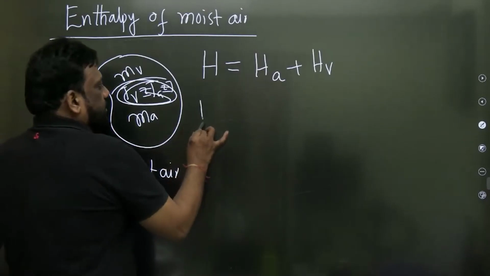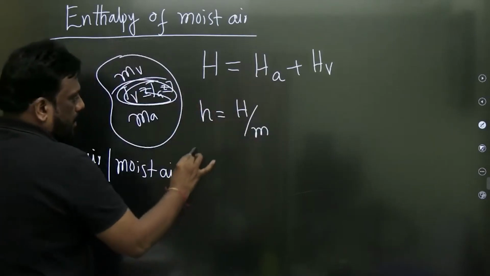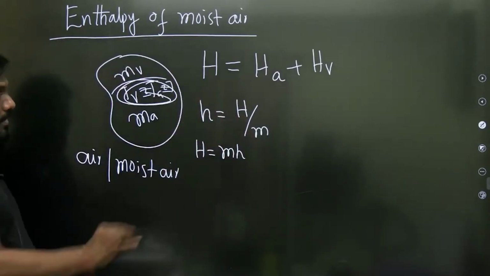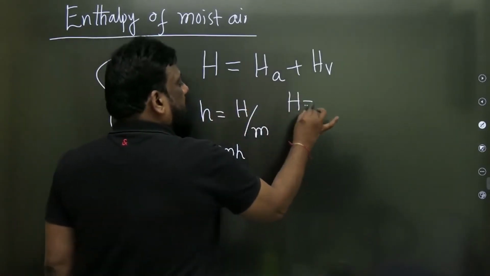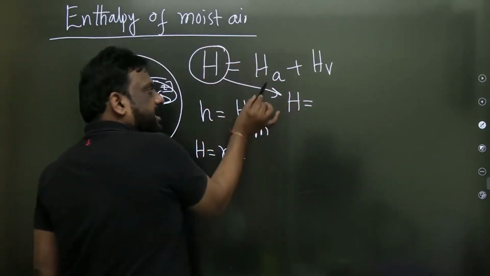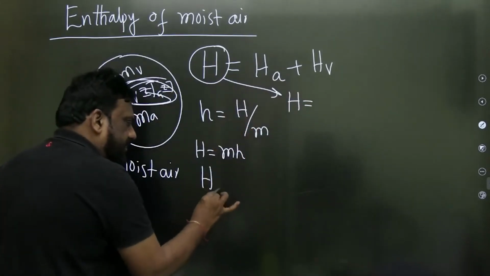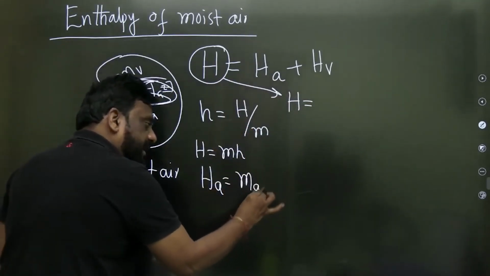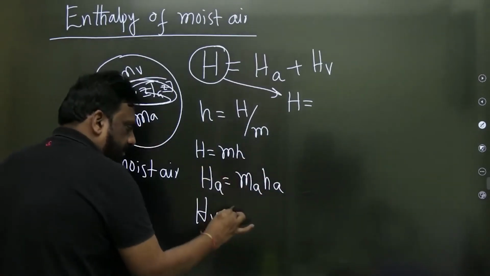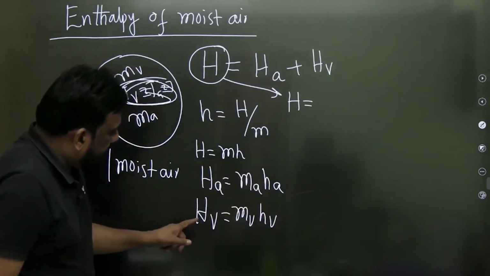Now, let's see what is specific enthalpy. Specific enthalpy is total enthalpy per unit mass, or total enthalpy is equal to M into h. So can I write, if you want the total enthalpy of moist air, it will be HA plus HV. What is HA? Dekho sirs, can I write enthalpy of dry air as mass of dry air into specific enthalpy of dry air, and enthalpy of vapor as mass of vapor into specific enthalpy? Can we write capital HA is MA hA, capital HV is MV hV?